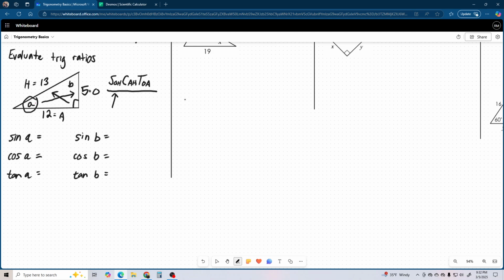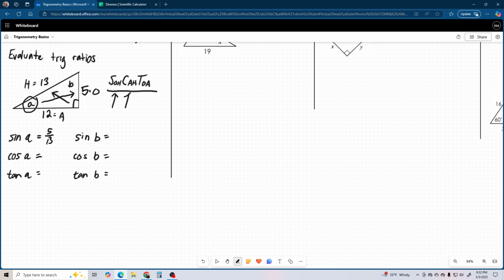So our opposite is going to be 5, because we stated our opposite was 5. Our hypotenuse is 13. So the sine of A is opposite over hypotenuse, which is 5 over 13.